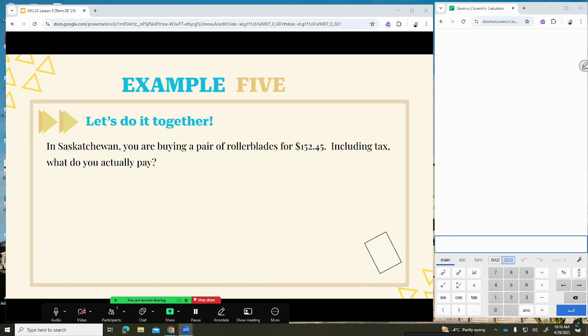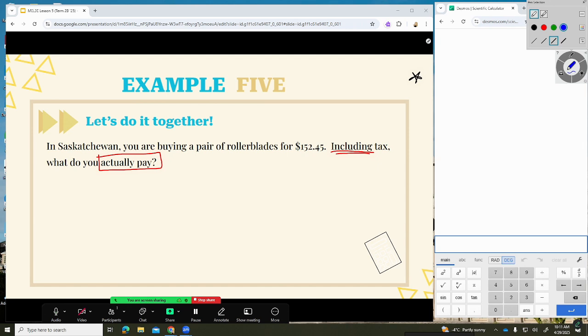So here we have example 5 that says, in Saskatchewan you are buying a pair of rollerblades for $152.45. Including tax, what do you actually pay? Here is a big point: we want to know, including tax, what do you actually pay? The last question wanted to know just the provincial sales tax. This one wants to know everything, so keep that in mind as we go through.